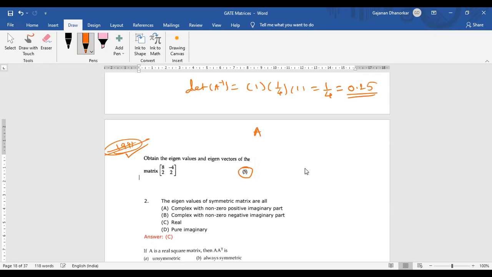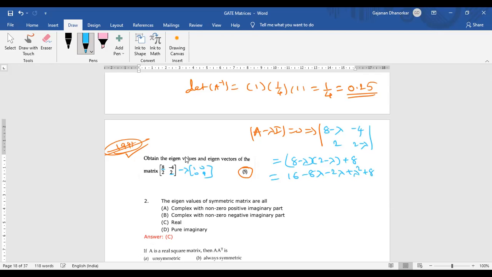How will we find it? The determinant of A minus lambda I equals 0. Lambda I has 1, 0, 0, 1, so only the diagonal elements change: 8 minus lambda, minus 4, 2, 2 minus lambda. Solving the determinant: (8 minus lambda)(2 minus lambda) plus 8 equals 16 minus 8 lambda minus 2 lambda plus lambda square plus 8, which is lambda square minus 10 lambda plus 24.